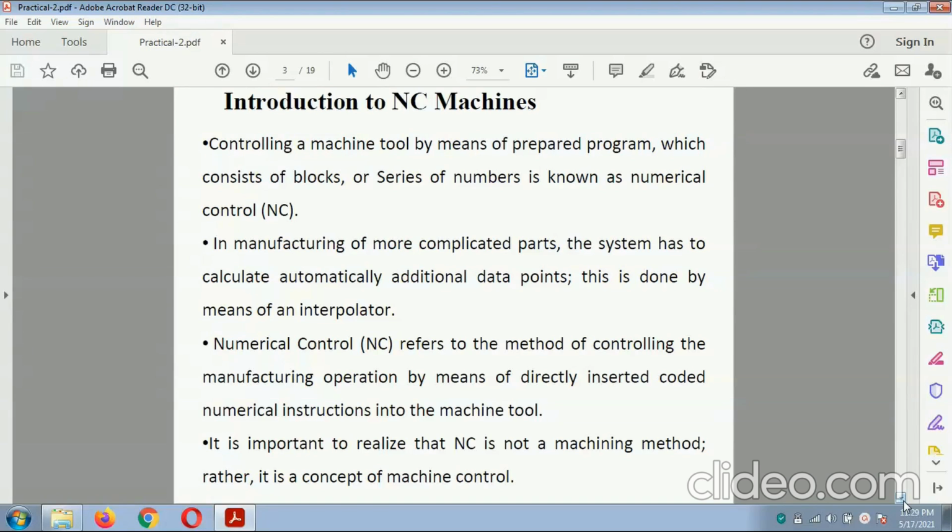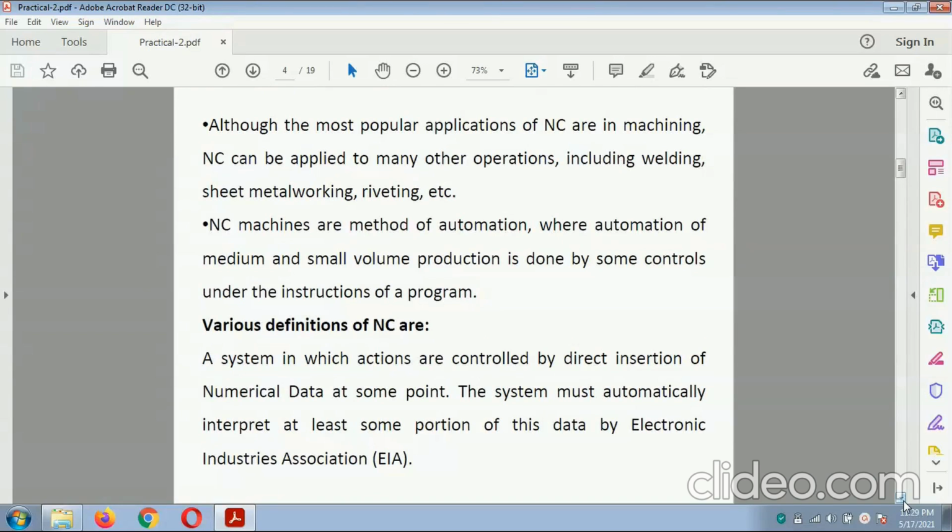It is important to realize that NC is not a machining method, rather it is a concept of machine control. Also, the most popular application of NC is in machining, and NC can be applied to many other operations including welding, sheet metal work and riveting, etc. NC machines are a method of automation, where the automation of medium and small volumes is done by some control under the instruction of the program.